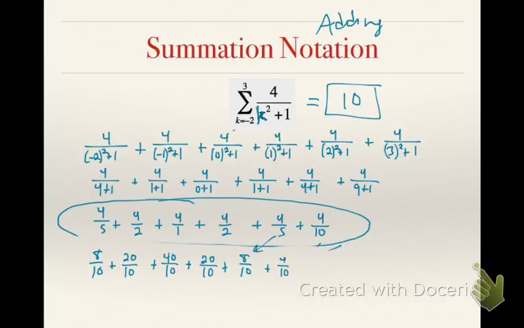1, 2, 3, 4, 5, 6. Negative 2, negative 1, 0, 1, 2, 3. That's 6 values. Okay, it covers everything. And if I were to add all those numerators, 2 plus 20 plus 40 plus 20 plus 8 plus 4, notice that gives me 100 over 10, which is 10. Another way to validly find the answer.